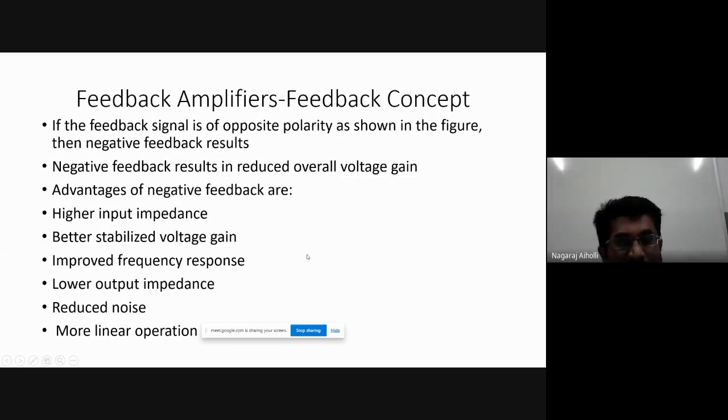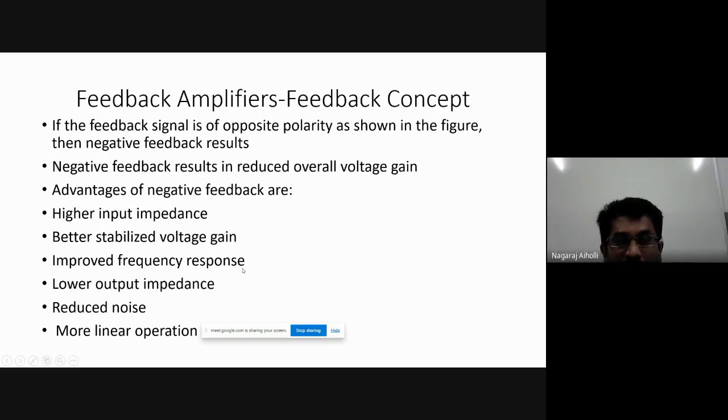Low output impedance. Better gain. The gain is good, that is, the ratio of the output voltage to input voltage is high. Better stabilized voltage gain. Low noise. The noise is less. Linear operation, the output voltage is varying linearly with respect to the input, that is linear operation.